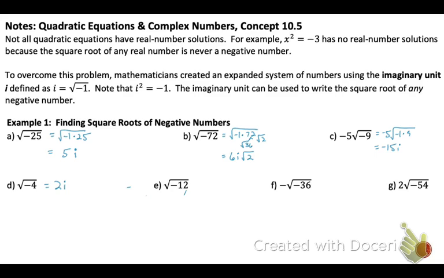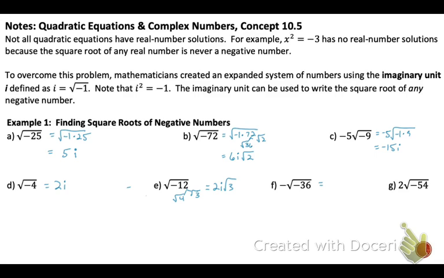Problem E, the square root of -12. Think of that as the square root of -1 and then break down 12 into the square root of 4 times the square root of 3. Square root of -1 is i, the square root of 4 is 2, and we can't evenly take the square root of 3, so that just remains at the end.